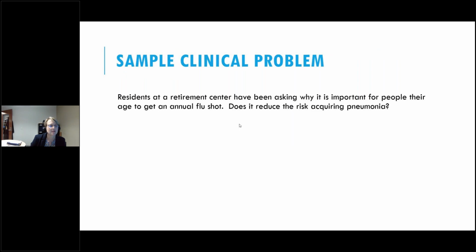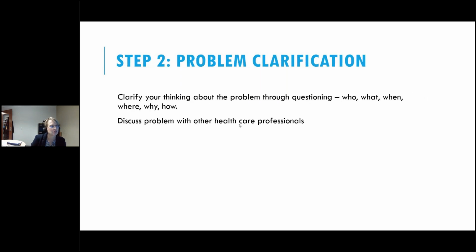So here's an example of a clinical problem. Residents at a retirement center have been asking why it is important for people their age to get an annual flu shot. Does it reduce the risk of acquiring pneumonia? So that's a really succinct problem. Yours is probably going to be a little bit longer paragraph describing it. So step 2 is problem clarification. Talk about the clinical problem with other healthcare professionals.